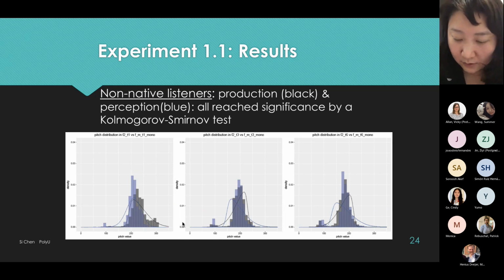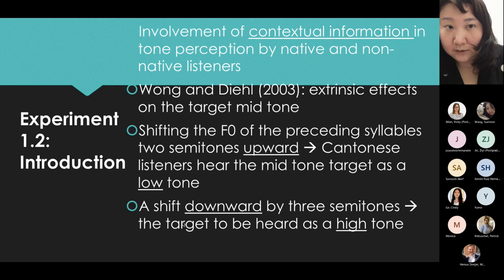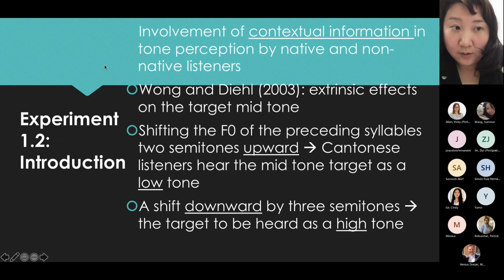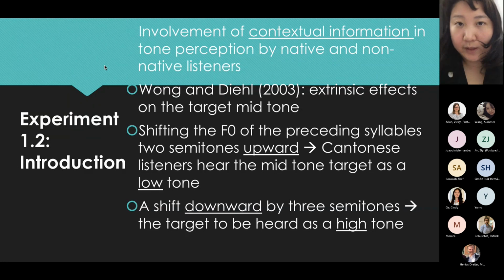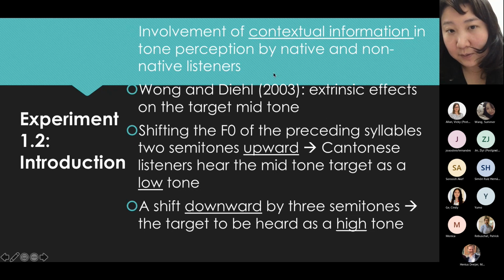But actually, these distributions do not overlap completely. So next, we're not only interested in whether native and non-native listeners have these parametric representations or not. We're also interested in knowing, because in real conversations, you seldom just hear one word, we do have a lot of contextual information available to help us perceive the tones. So we're interested in whether, if there is some contextual information available, the contextual information will influence our tone perception.